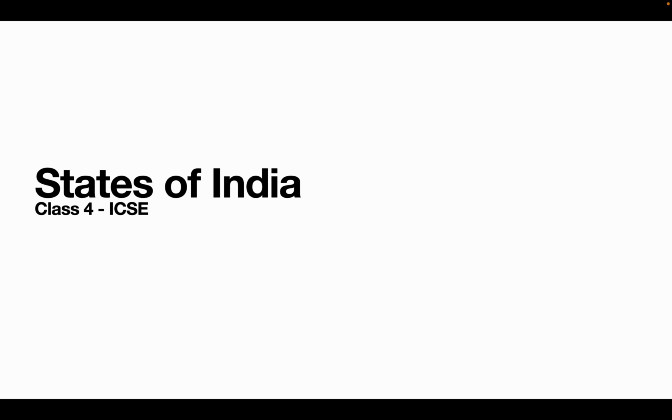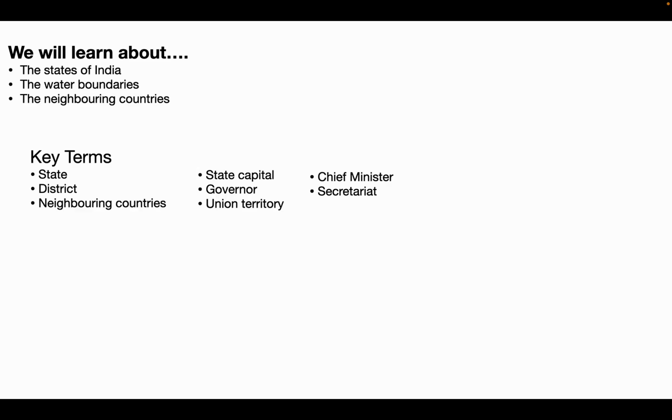States of India. This is the social science lesson for class 4 ICSE syllabus. Boys, we will be learning about the states of India, the water boundaries, the neighboring countries, and the key terms which we will be learning here today: state, district, neighboring countries, state capital, governor, union territory, chief minister, and secretariat.